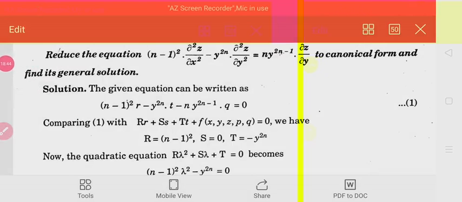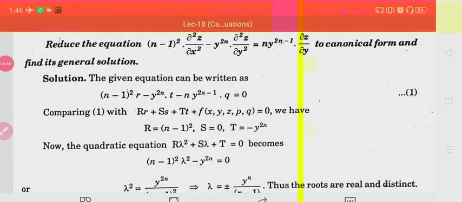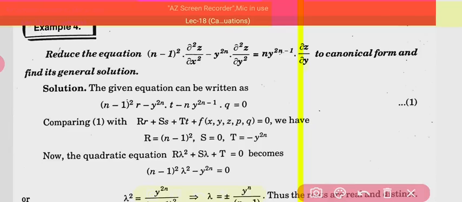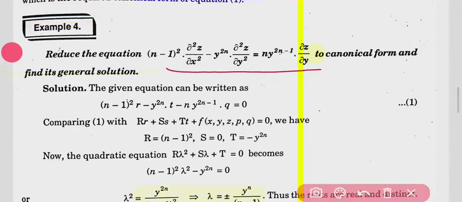Okay, now let me talk about the second example. That means, in this one you have to find the canonical form and its general solution you have to find out. So canonical form, you already understand how to convert it into the canonical form. First of all, write down in the standard form: this is the value of r, this is the value of t, this is the value of q, so I write down this thing.